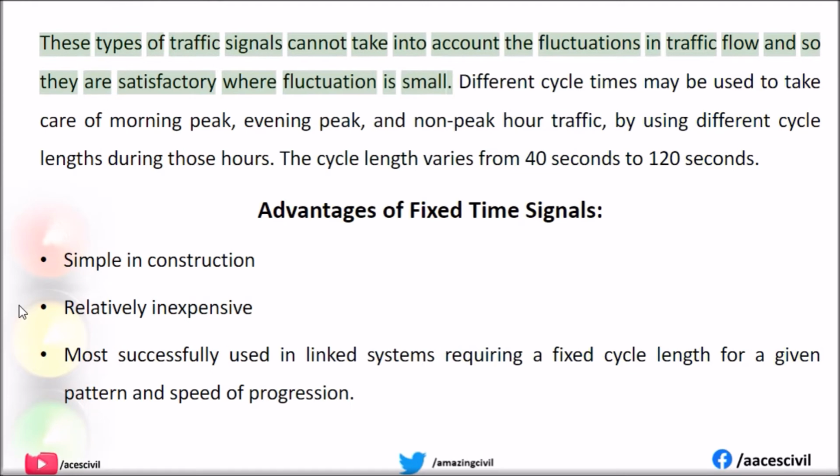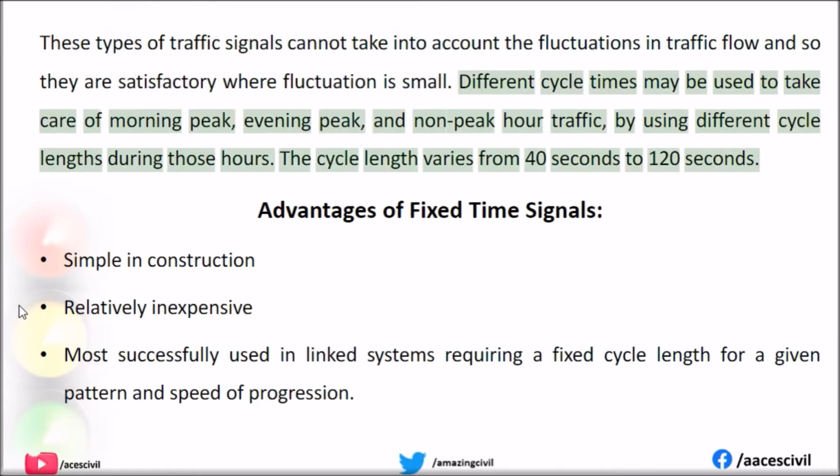These types of traffic signals cannot take into account the fluctuations in traffic flow, and so they are satisfactory where fluctuation is small. Different cycle times may be used to take care of morning peak, evening peak, and non-peak hour traffic, by using different cycle lengths during those hours. The cycle length varies from 40 seconds to 120 seconds.